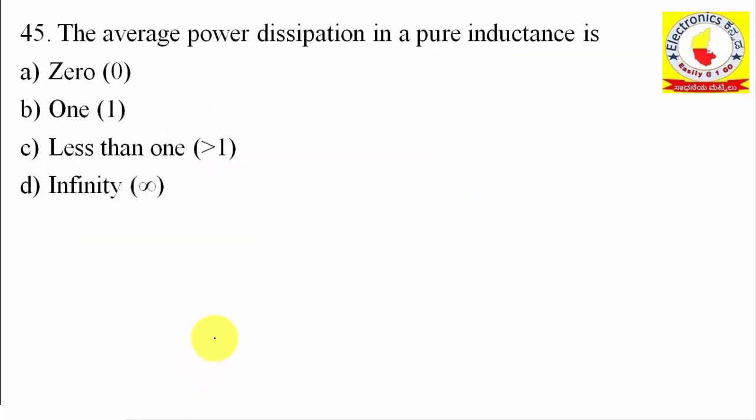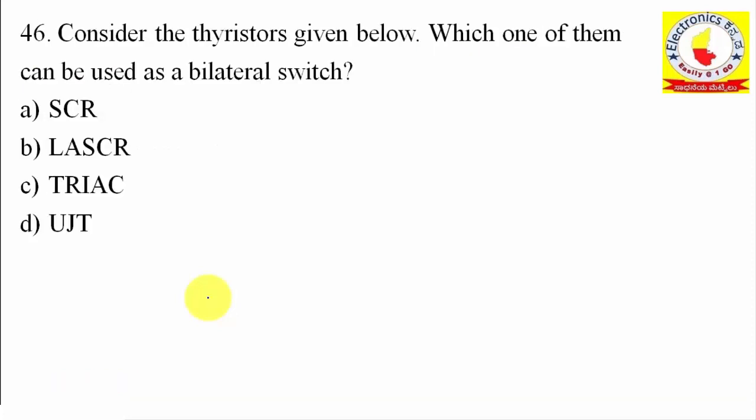45th question: the average power dissipation in the case of pure inductance as well as pure capacitance is 0. Nothing but a resistor is a power hungry element. But see, if I am considering this inductor and capacitor, in half a cycle it consumes power, and in the other half a cycle it is going to give up the power. So over a period of 360 degrees, if we consider it, the power dissipation will be 0. Or in other words, I can define it as inductors and capacitors are referred to as storage elements, right?